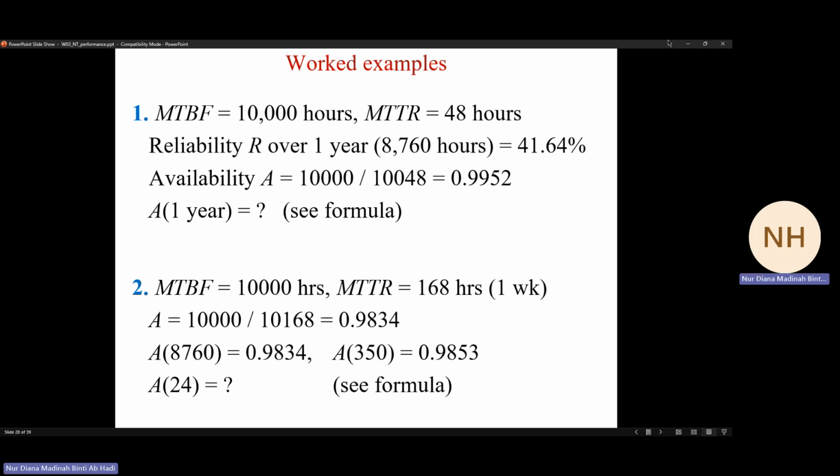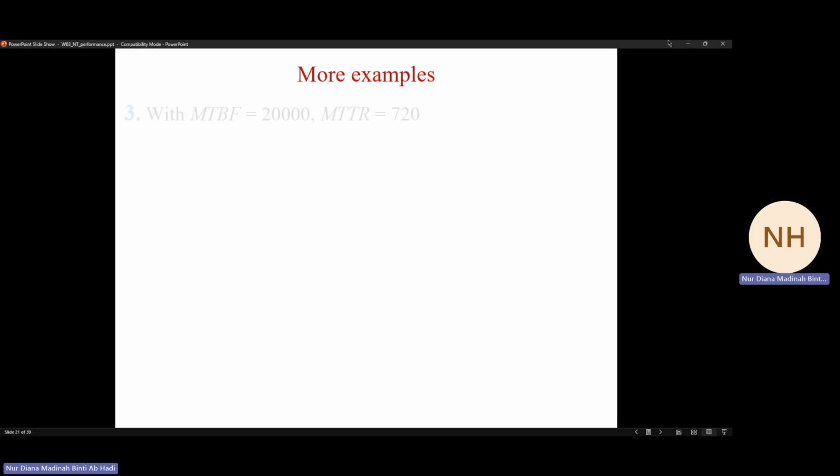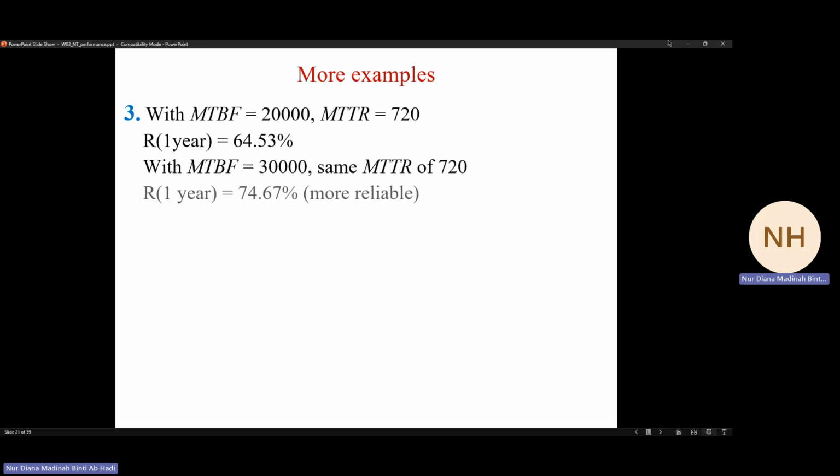Okay, so let's proceed. There are more examples later. We can do them at home. I hope you are able to perform all of these calculations.